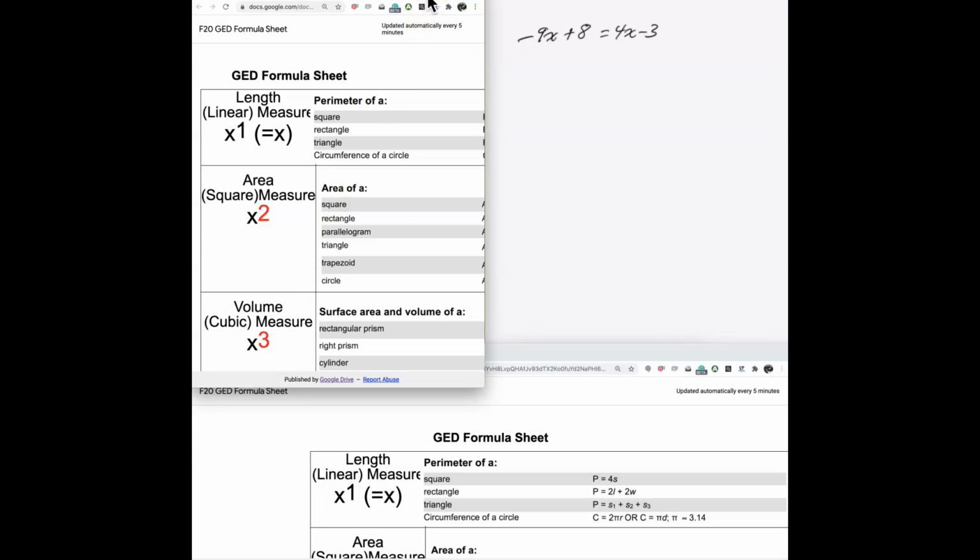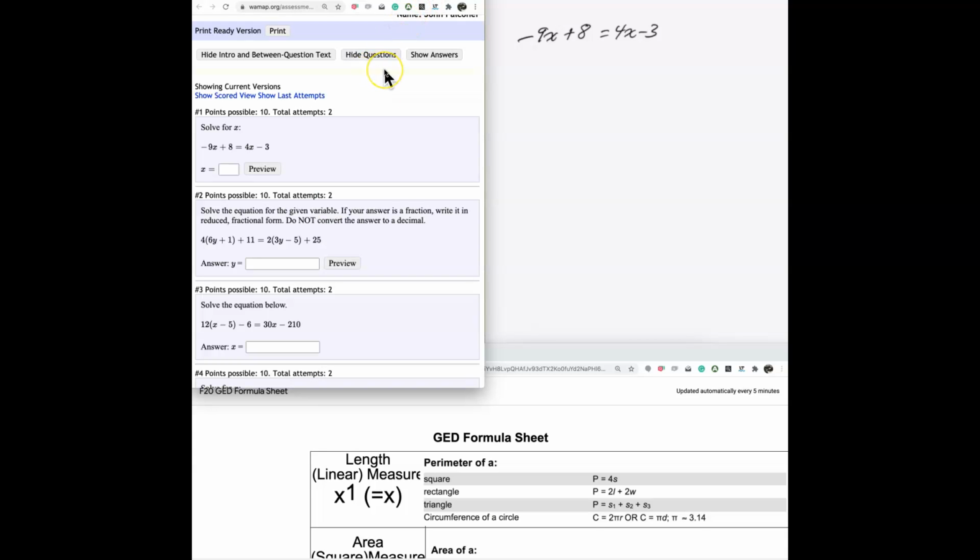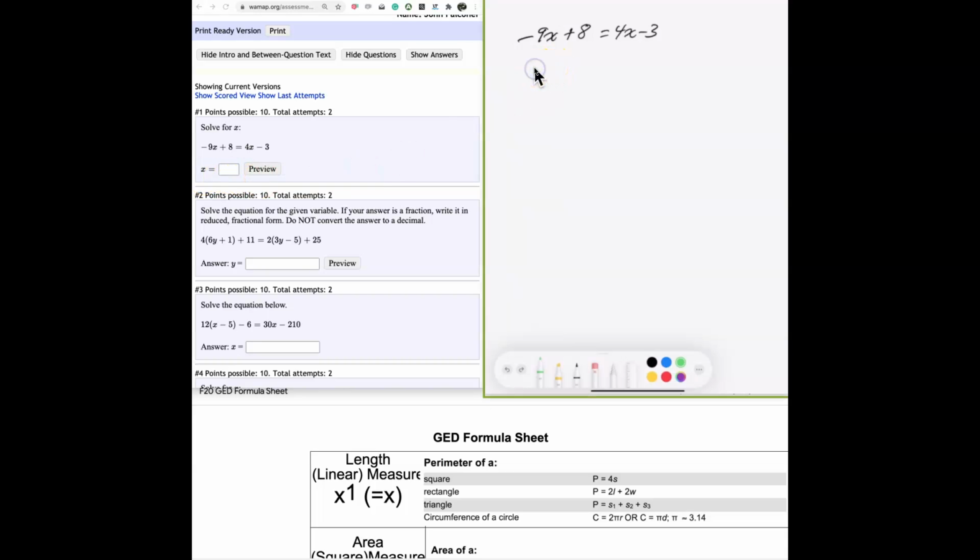So if we go to the practice test, I'm going to work these first three problems for you, and we'll start here with negative 9x plus 8 is equal to 4x minus 3. We need to solve for x, and so that's what we're going to do over here on the whiteboard.